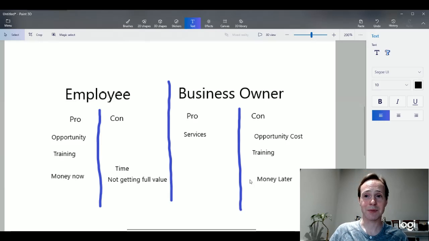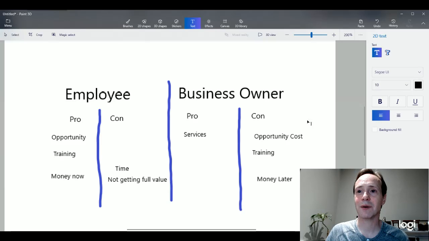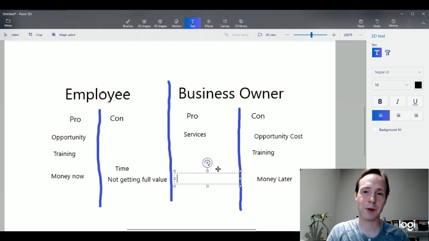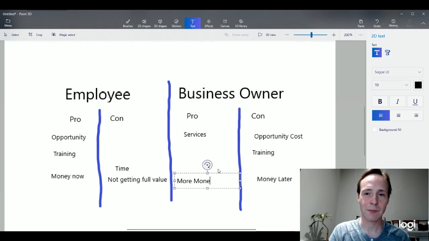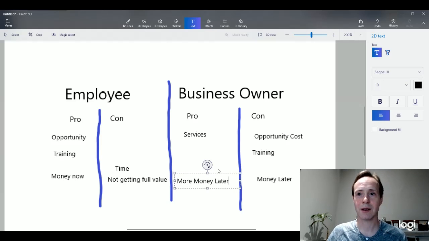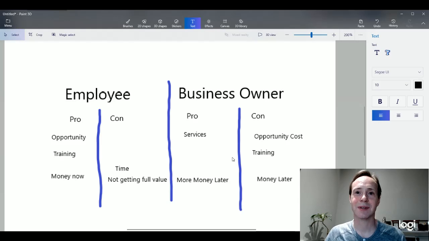Now, sometimes, and I'm going to put this as a pro, I'm going to say money later again. It's on both sides here, so we have to qualify it a bit. More money later. Most often, if a business is going to stay in business, they have to get more money later.